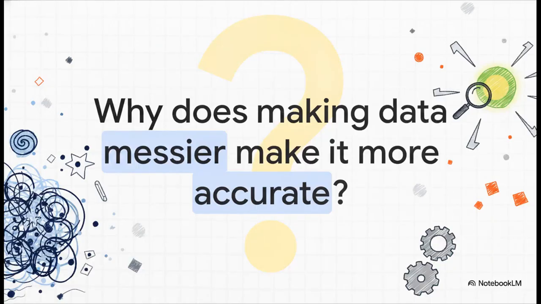So I want you to keep this one specific question in the back of your mind as we go. Why does making your data messier actually make it more accurate? I know, it defies basic logic. We usually treat noise as the ultimate enemy of good science. But as we're going to see from some pretty incredible research on imputation methods, which is really just how we fill in missing data, sometimes injecting a little bit of chaos is literally the only way to find the truth.